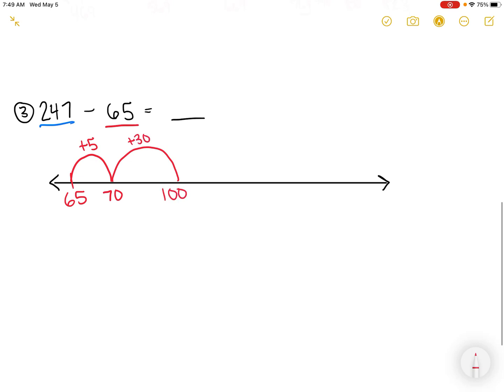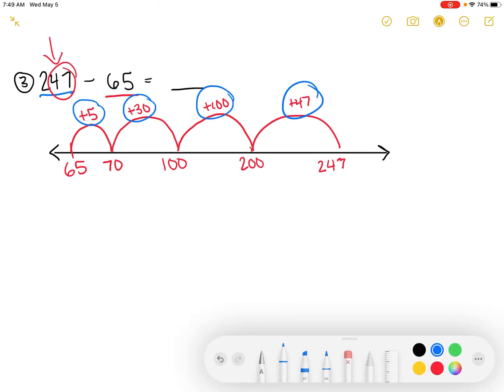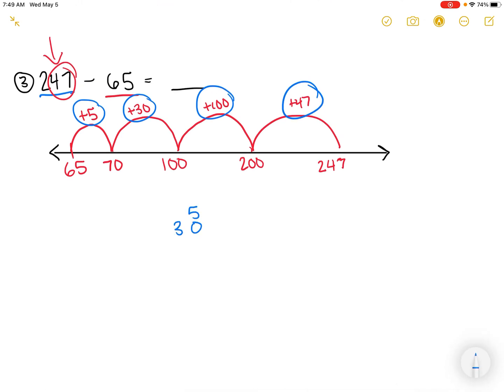That brings me to 100. Now let's get from 100 to 200. So to get from 100 to 200, I need to jump 100 more. So that would be 200. And now I have 247. How do I get to 247 from 200? Just jump 47. And now we are finally at 247. We can add the numbers that we jumped. So we have 5 plus 30 plus 100 plus 47.